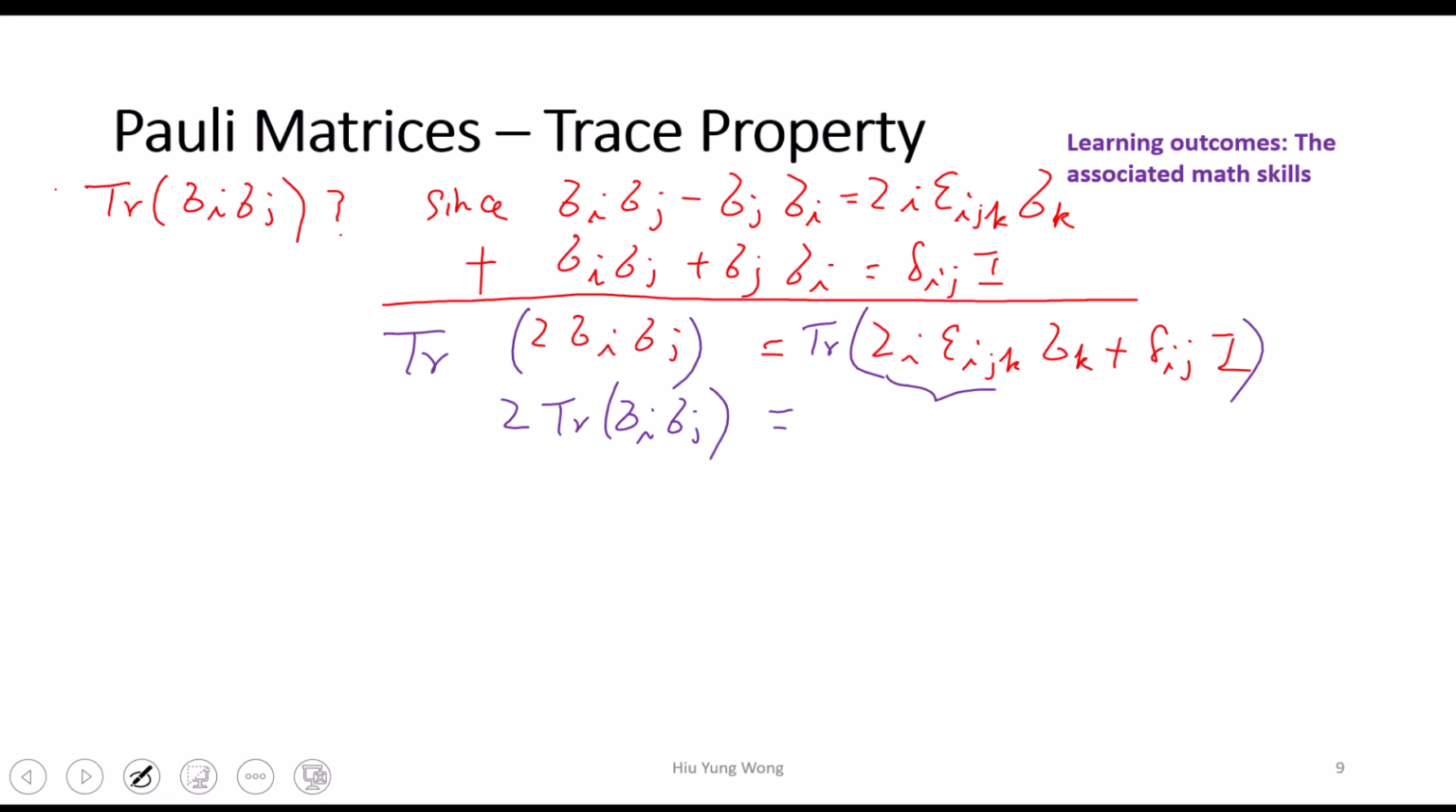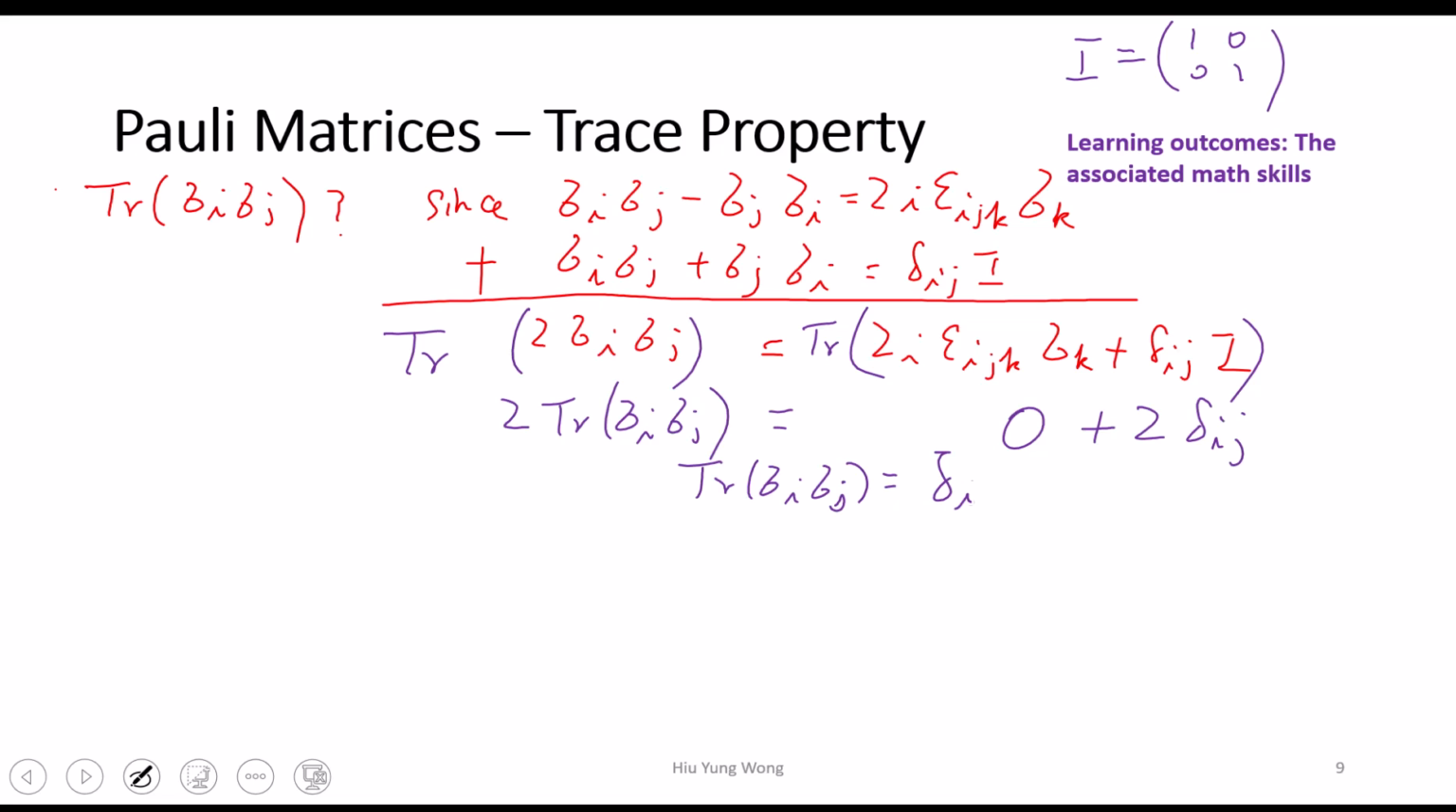What is the trace of sigma k? Remember, 2i epsilon is just a constant. I can take it out. What is the trace of sigma k again? 0, because sigma k is a Pauli matrix. We say it's traceless, so this is 0. And what is the trace of the identity? The identity is 1001, so its trace is 2, 1 plus 1. So this is equal to 2 delta ij.